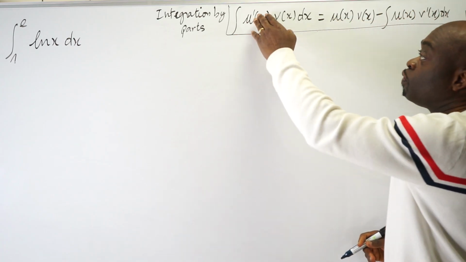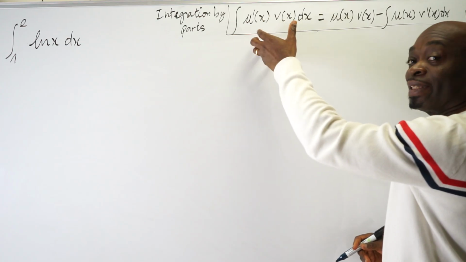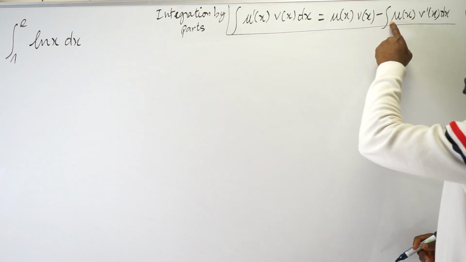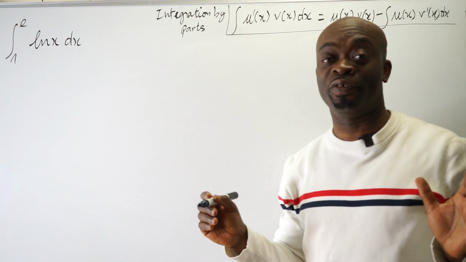So we have the integral of u prime of x times v of x dx. That's the format that we have, and that should be equal to u of x times v of x minus the integral of u of x times v prime of x dx. How beautiful of a formula, correct?